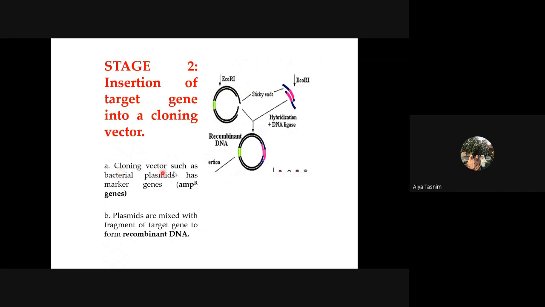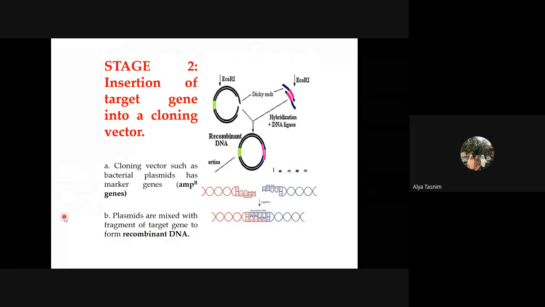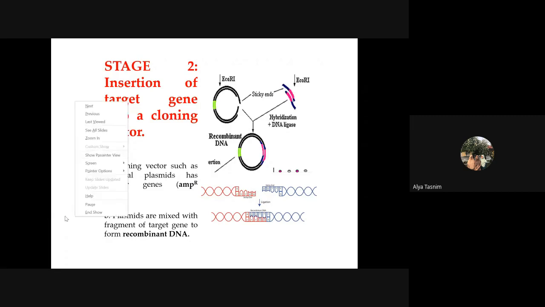Okay, so cloning vector such as bacterial plasmid has marker which is ampicillin resistant gene. So plasmid are mixed with fragment of target gene to form recombinant DNA. Okay, so kalau saya draw kat sini, sekejap ya.